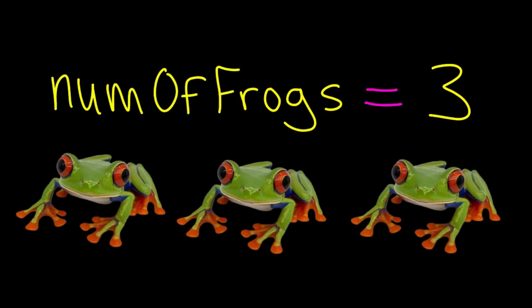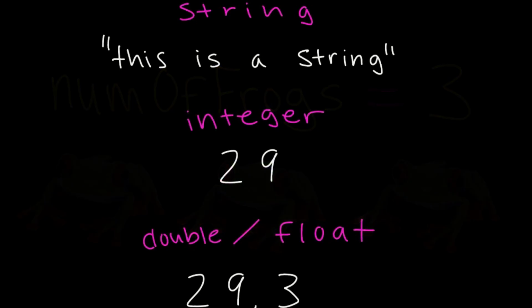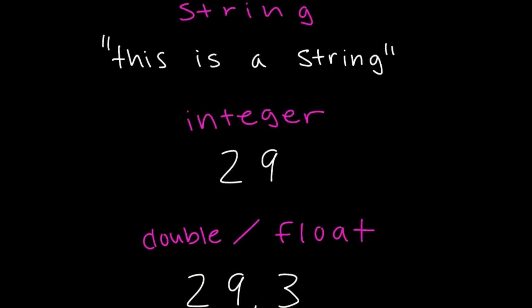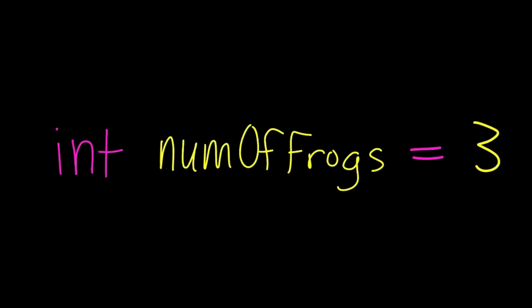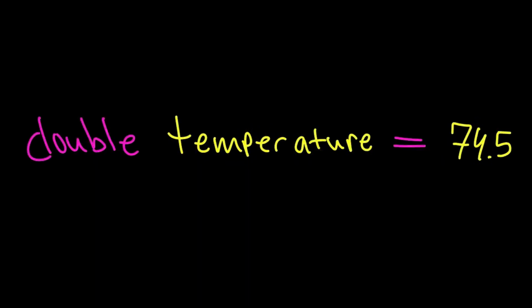But depending on the programming language that you're using, you can't always use the same variable for a different type of value. For example, with number of frogs, it should always be a number and never something else like a word. What types of values are there? The main kinds are strings, integers, and floats or doubles. Strings just means words, integers just means numbers without decimals, and floats and doubles just means numbers with decimals.